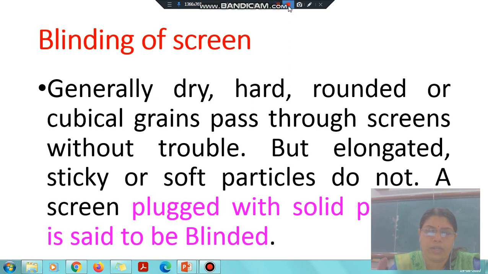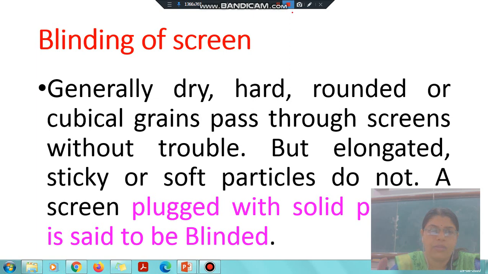Good morning, dear students. In the last lecture, we have seen what the different screening equipments are. We have started with Unit 3, that is mechanical separation, and we have seen how the grizzly works, how the other screens, the vibrating screen, work, and how the trommel works. Now today we have to start with the blinding of the screen.